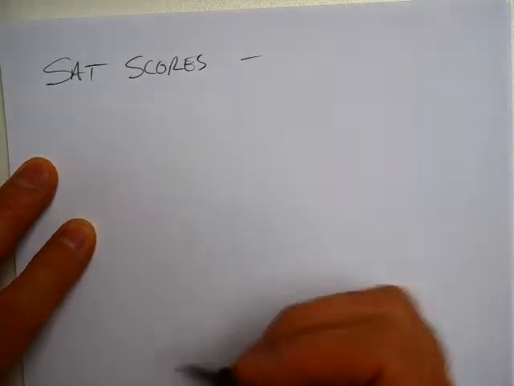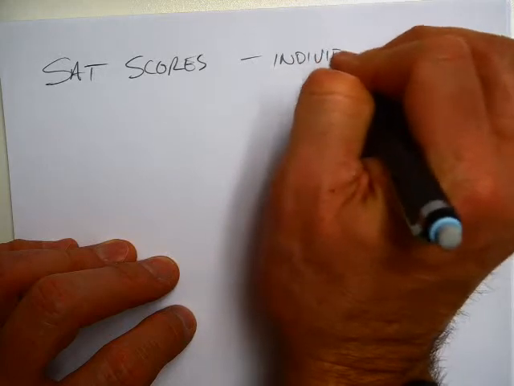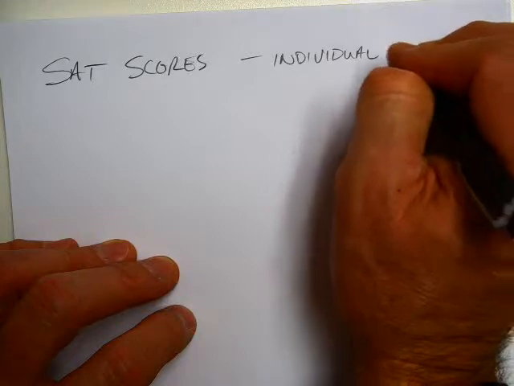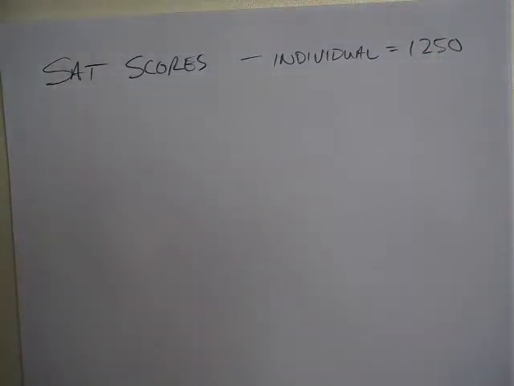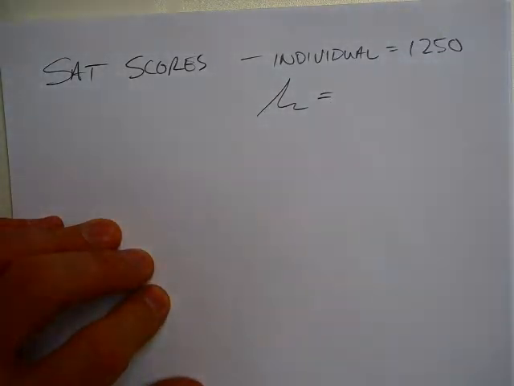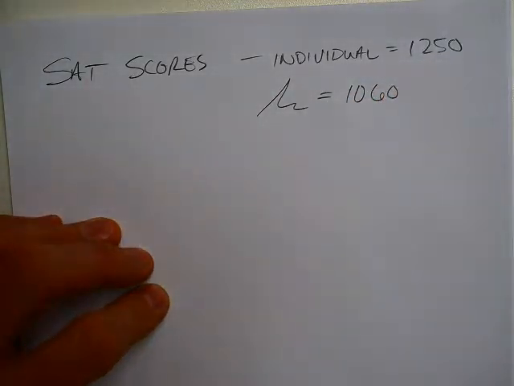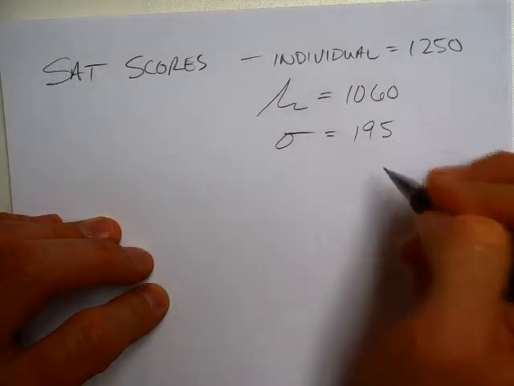Let's say an individual scores 1250. Not a bad score, right? It's not going to get you into Ivy League, but it's not a bad score. The mean of all students who take the SAT is 1060. And the standard deviation is 195 points.